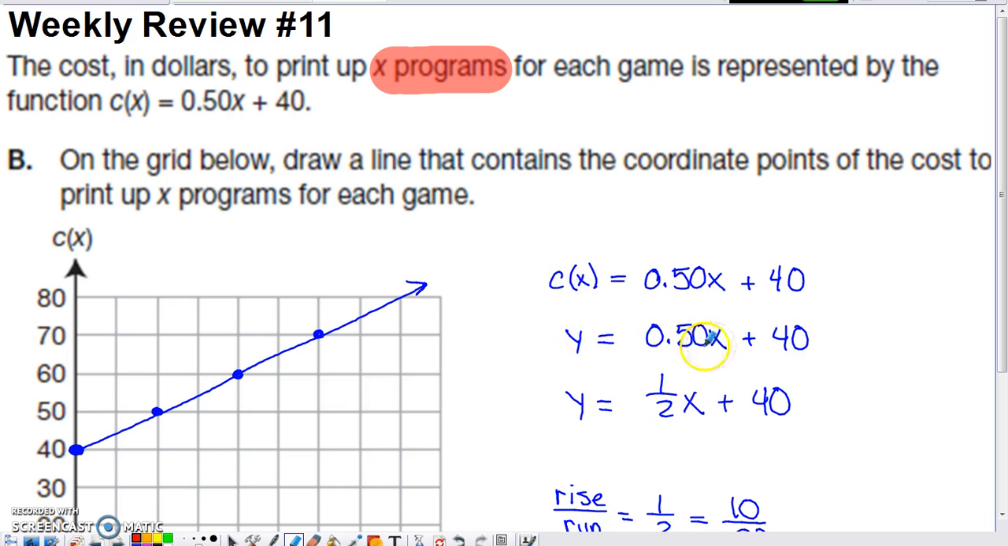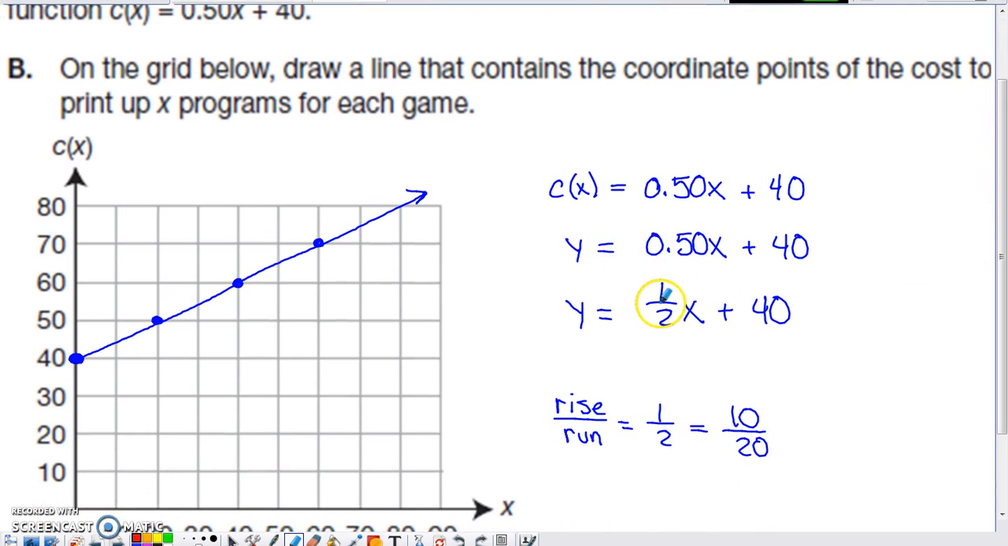Well, what I notice about this equation right here is it's in slope-intercept form. My slope is 0.5. My b value, my y-intercept, is positive 40. I know I like to have my slope written as a fraction, so I can do a rise and a run with it. And so I went ahead and I rewrote the 0.5 as 1/2. So I've got a slope of 1/2. I've got a b value for the y-axis of 40.